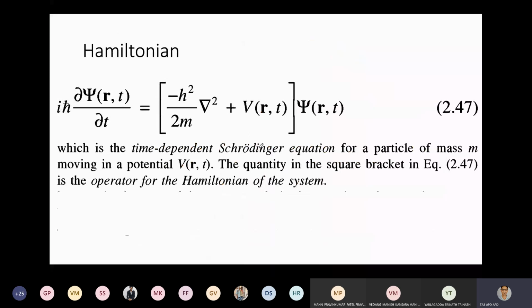So this is your time dependent Schrodinger equation for a particle moving in a potential V. It's a 3D equation for a particle which is moving in a potential V and has a mass m, and this square bracket represents nothing but the Hamiltonian of the system, right?